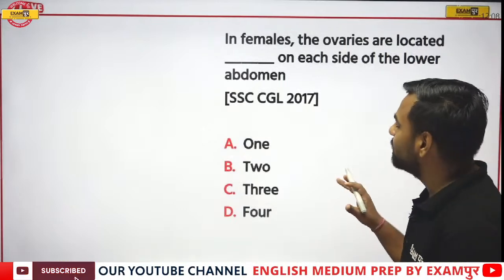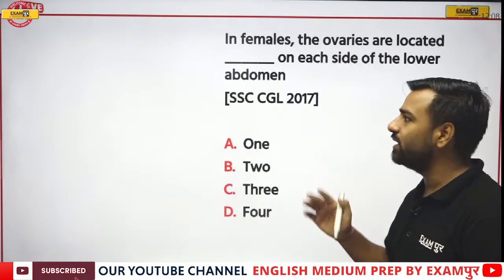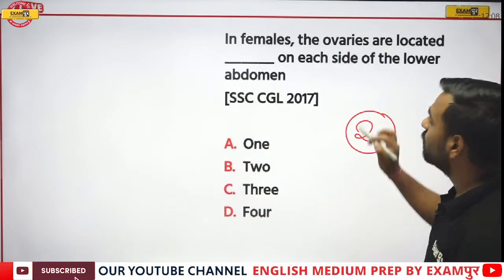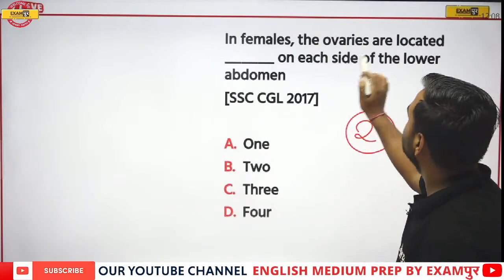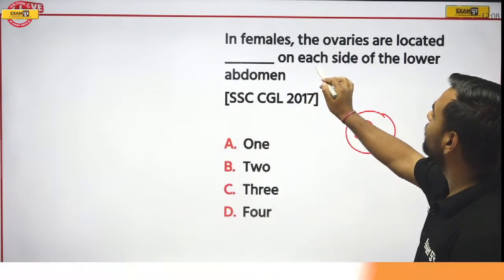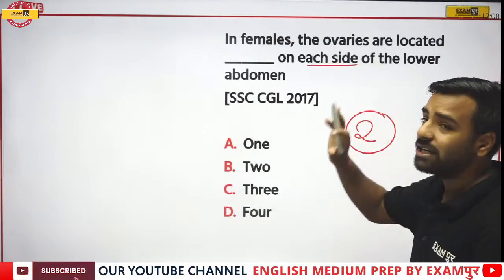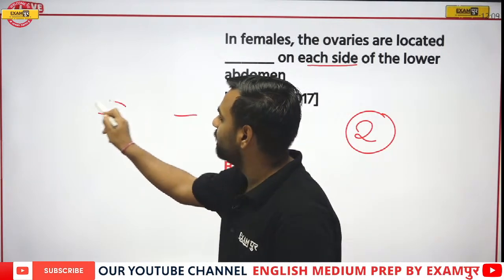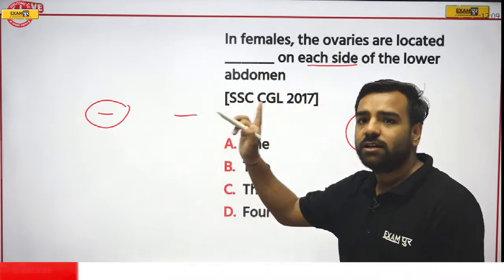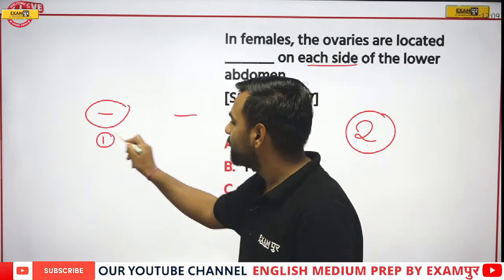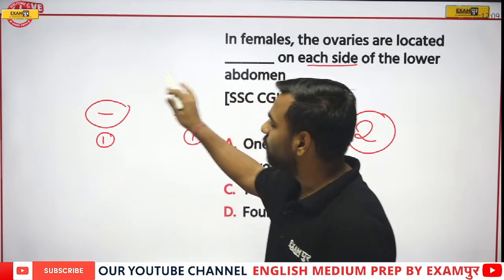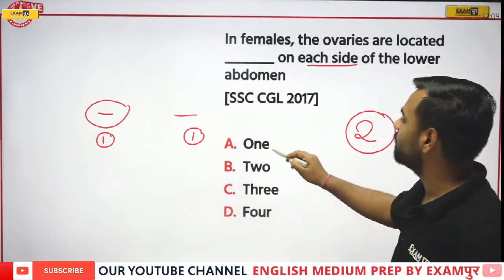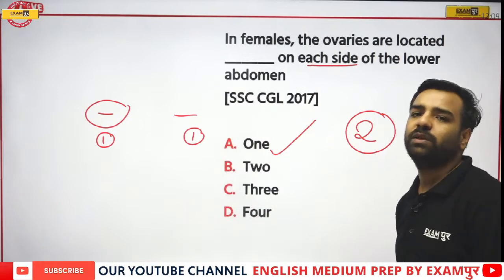Whenever you see this question on the screen, you'll directly say, sir, it would be 2, correct? But no, just have a look over here. In females, the ovaries are located dash on each side. If I talk about dash on each side, this means we are talking about one side, that is, one part. So here we have one ovary over here and one ovary over here, correct? If I draw the structure, we are aware that there is one on the right hand side and one on the left hand side. So yes, option number A, that is 1, is going to be the correct answer.